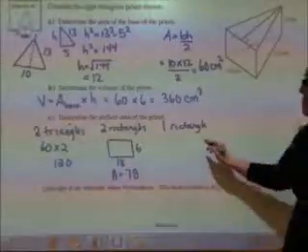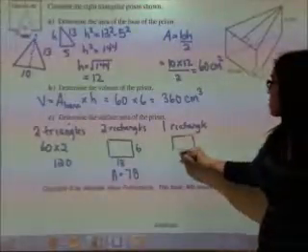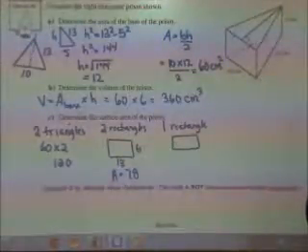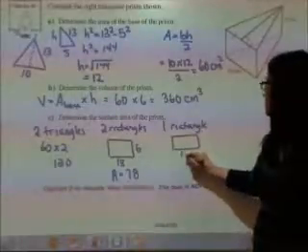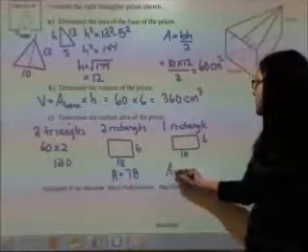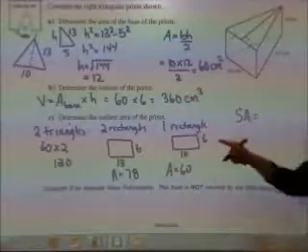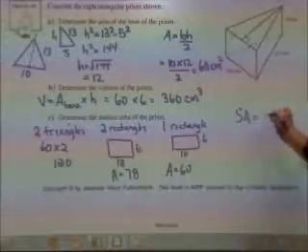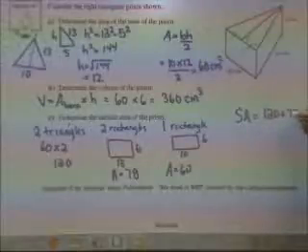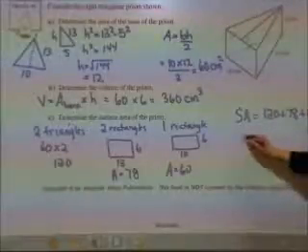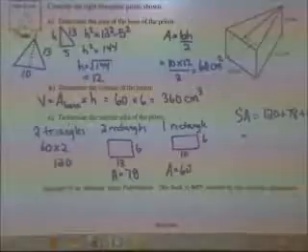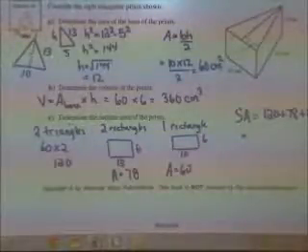And what is the dimension of my 1 rectangle that's not the same as the other 2? 10 by 6. 60. And the area would be? 60. So then the surface area would be the sum of those values. 120 plus 78 plus 60. Which is? 258.